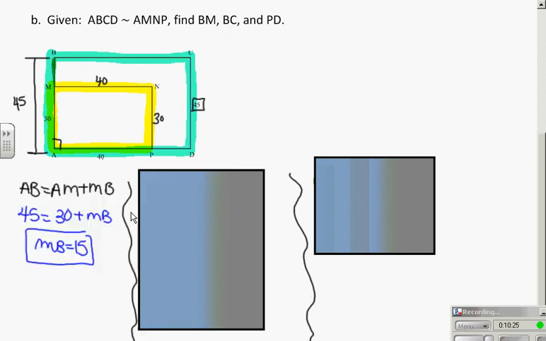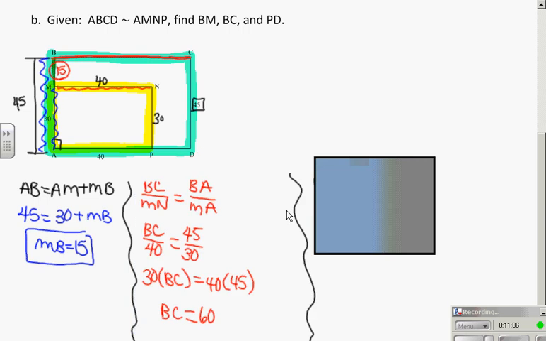That's a matter of parts to whole. AB is equal to AM plus BM. Substitute 45 and 30, subtract, and MB is 15. Pretty straightforward problem. Now to find BC, I'm going to go ahead and set up my ratios of BC and MN corresponding, and then the fact that BA and MA correspond. So I'm going to set these up.